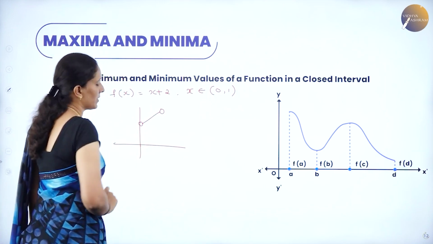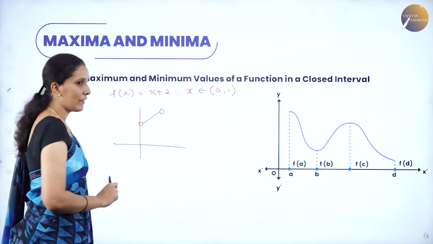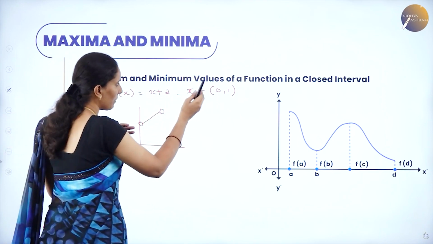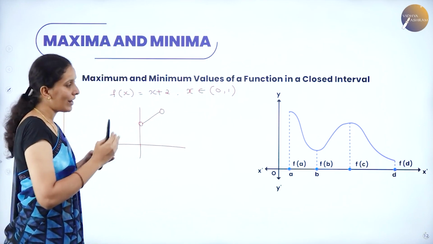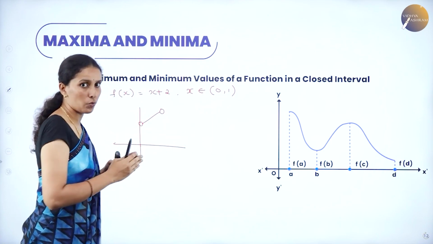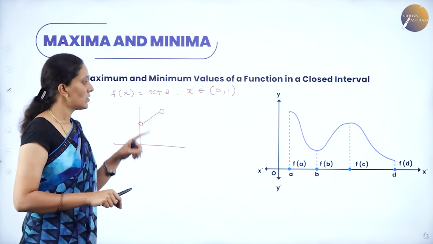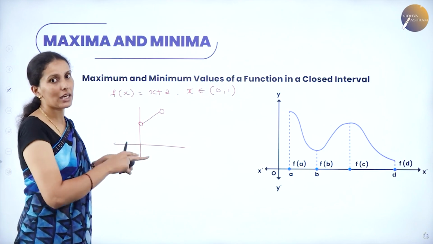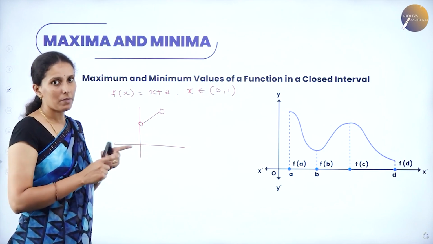But you cannot specify what the minimum value is. We can see that the minimum value is very close to 2 and the maximum value is very close to 3, but we cannot define it. So here the function has neither a maximum value nor a minimum value.